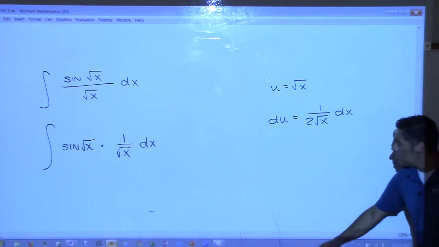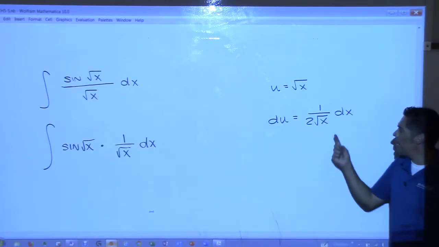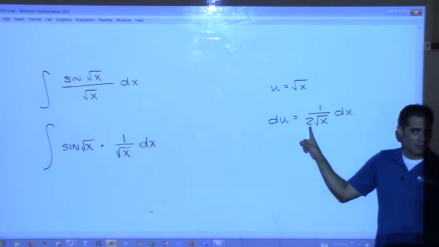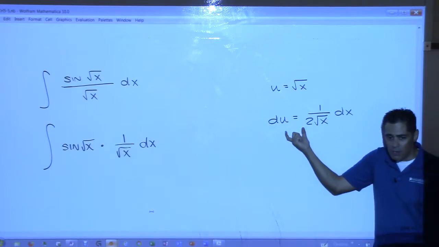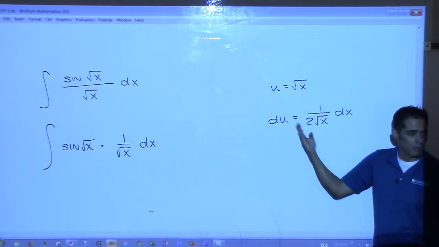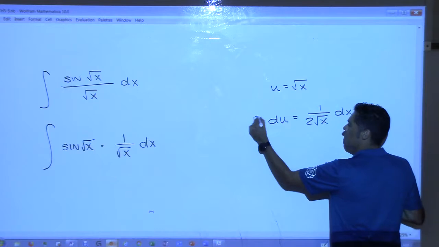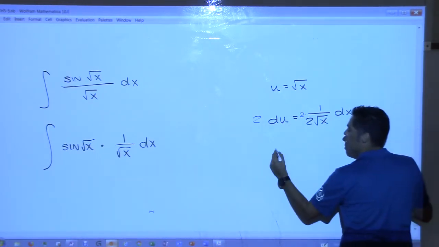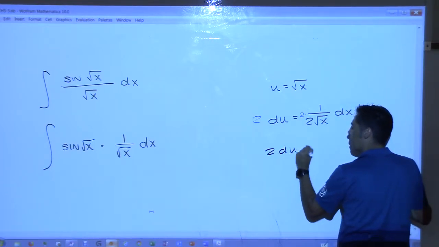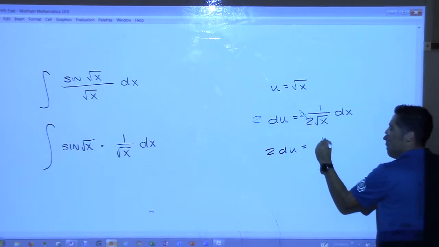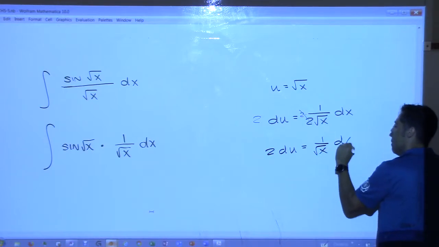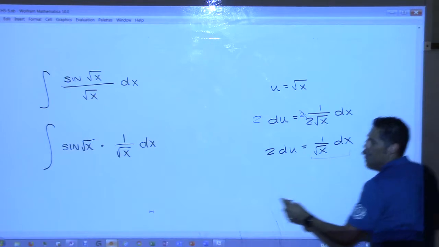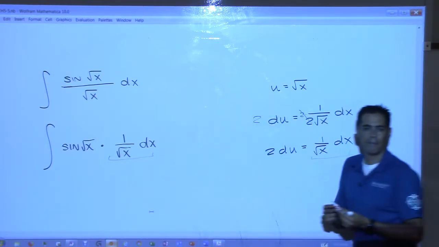So what we're going to do now is play a little game. We're going to make this look exactly like that. We don't want the 2 here. If I don't want a 2 here and I have a little equation, I can just multiply both sides by 2. So if I multiply this side by 2 and this side by 2, then my left side becomes 2 du, and my right side becomes, the 2's cancel, exactly this now, isn't it?